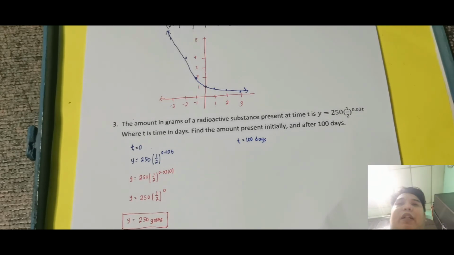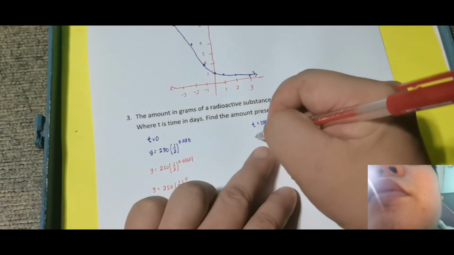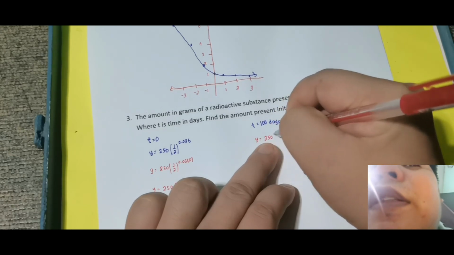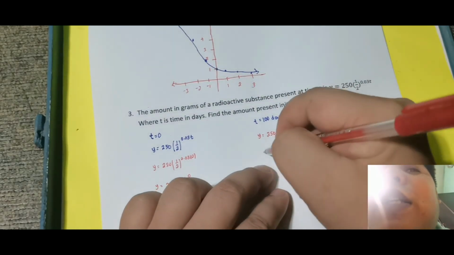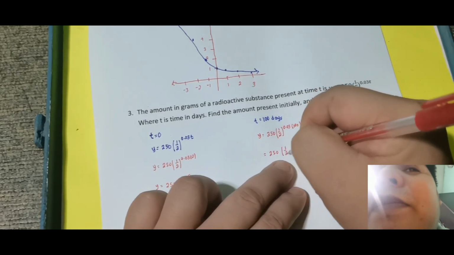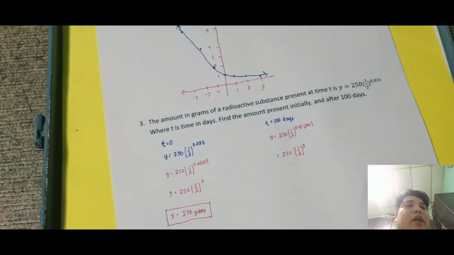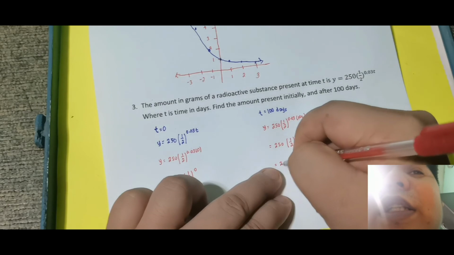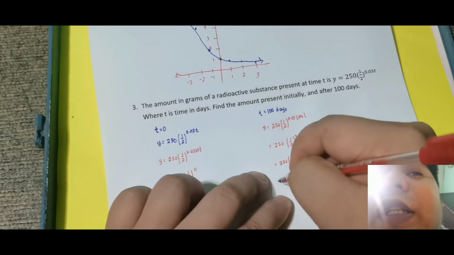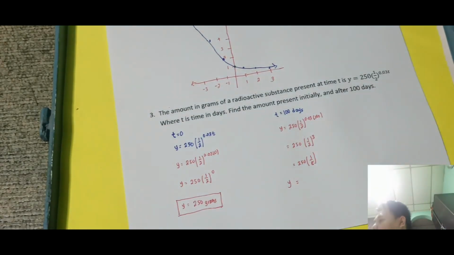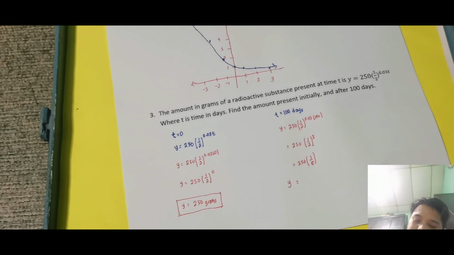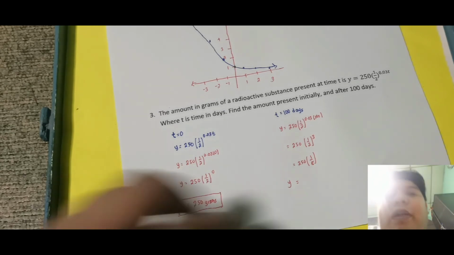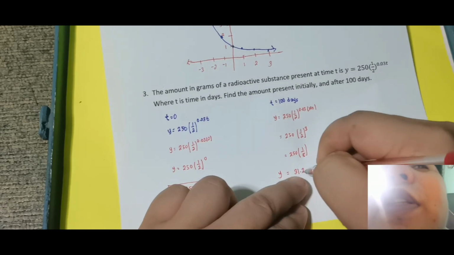So check naman natin ano yung amount niya after 100 days. Okay, so y is equal to 250 times 1 half raised sa 0.03 times 100. So 0.03 times 100, this is 250 times 1 half raised sa, this is 3. Okay, then we all know 1 half raised sa 3 is 1/8. So this is 250 times 1/8. So ilan yan? That is y is equal to, calculate ko na lang. Baka magkamali ako ng pag-solve. So that is 250 divided by 8. That is 31.25. So this is 31.25 grams.